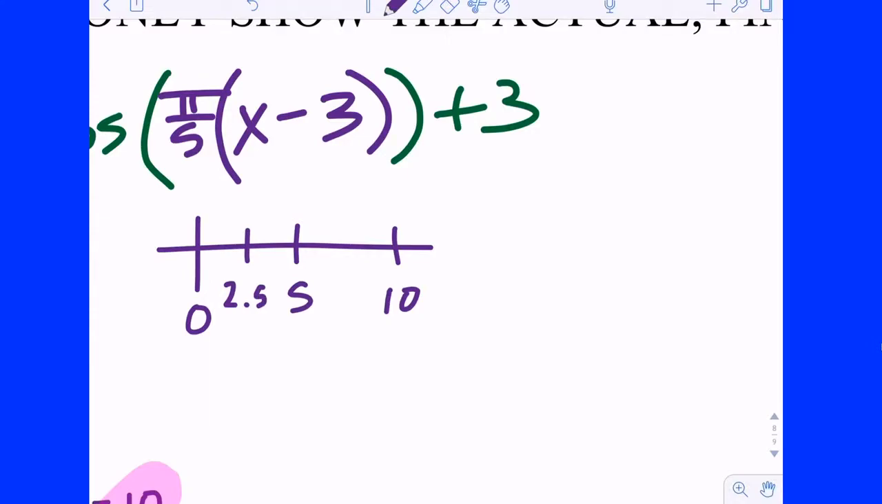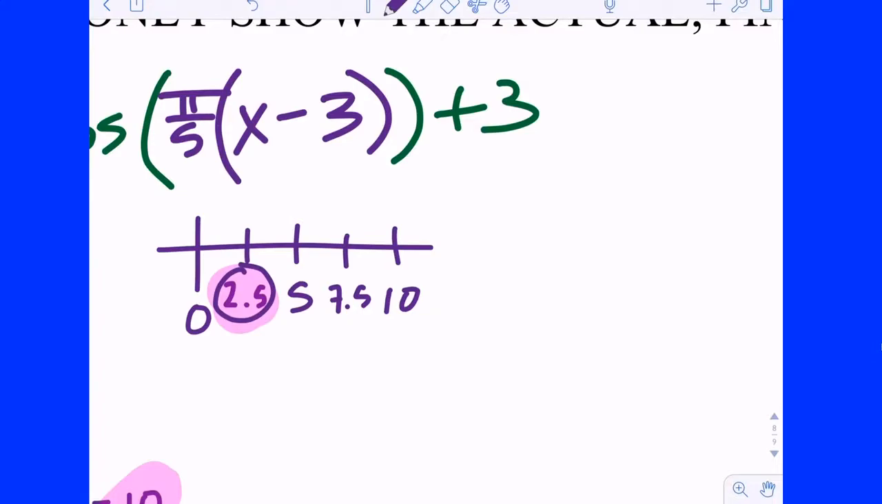2.5. So we're counting by 2.5. Now, if you prefer to call it 5 halves, I get that. So we're counting by 2.5. So the next one would be 7.5. Now, 2.5, remember, is the most important number on this graph. It's a fourth of 10. You could just do 10 divided by 4 if you needed to.